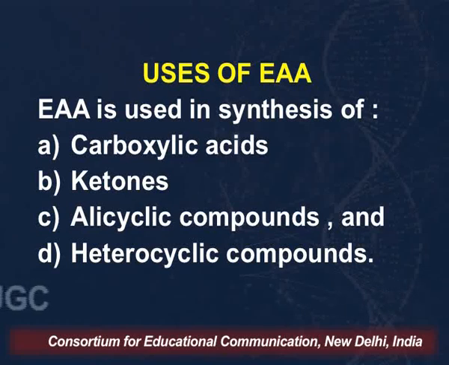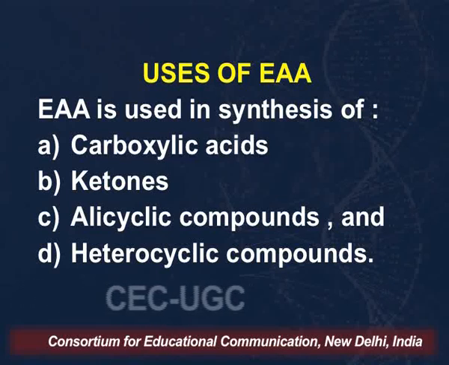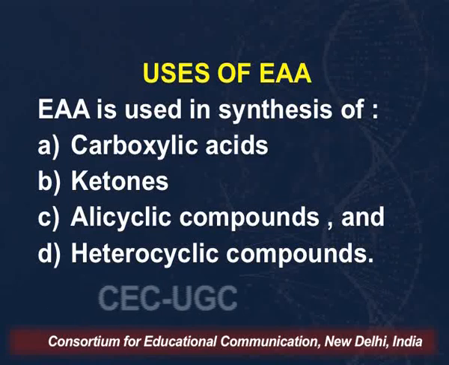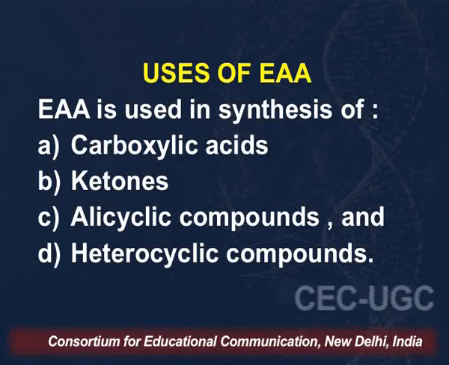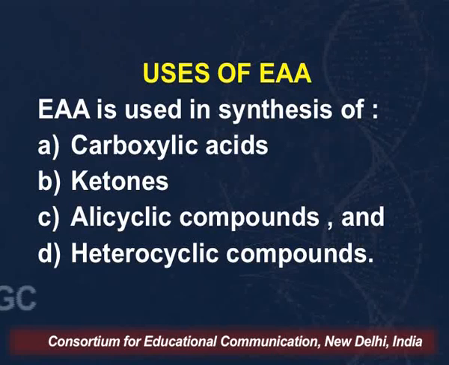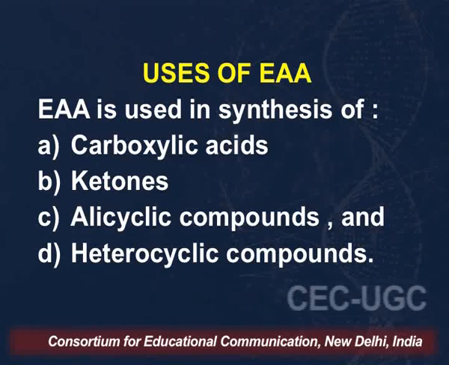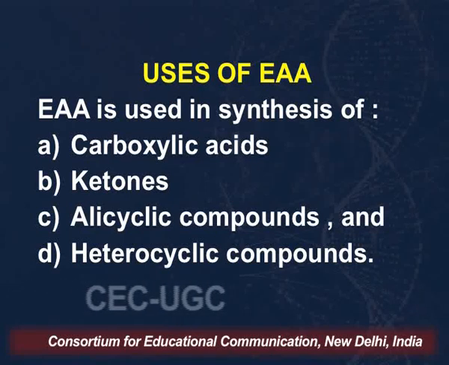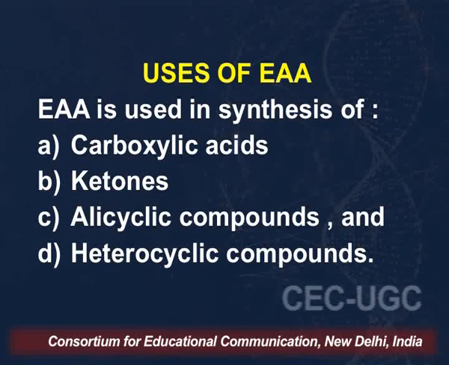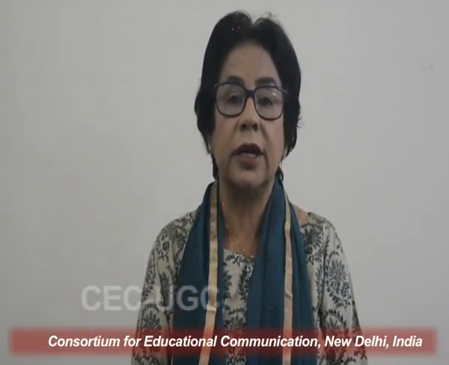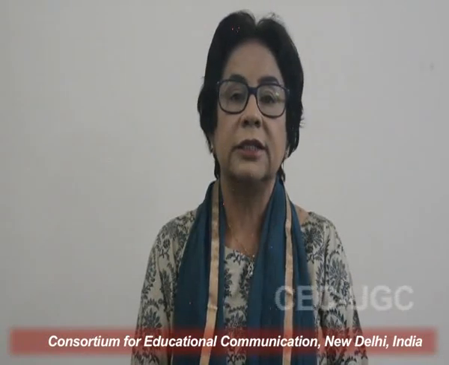And what we find is that ethyl acetoacetate can be used in the synthesis of carboxylic acids, and these carboxylic acids may be simple carboxylic acids, they may be dialkyl carboxylic acids, they may be higher carboxylic acids, they may be dicarboxylic acids, or they may be unsaturated carboxylic acids. Then we can also prepare ketones from ethyl acetoacetate. Alicyclic compounds can also be prepared, and heterocyclic compounds can also be prepared. Therefore, one says that ethyl acetoacetate is a very important synthetic reagent.